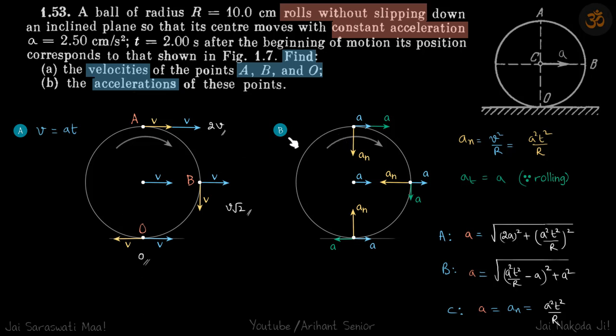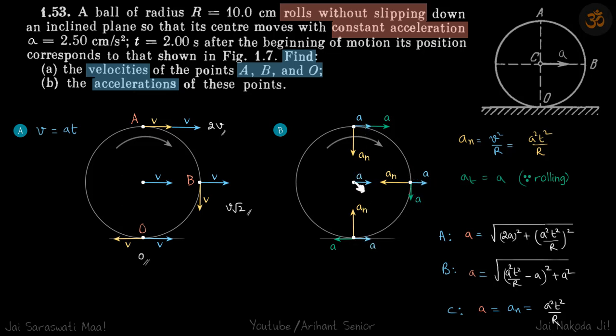Now acceleration is a bit trickier because the center is accelerating. So if the center is accelerating, that means a is equal to alpha r when it is rolling, and that a will be the same as the acceleration of the center. Which means for these 3 points, we can write the net acceleration as acceleration with respect to center plus acceleration of center. So the acceleration of center is a, which we have added like this.